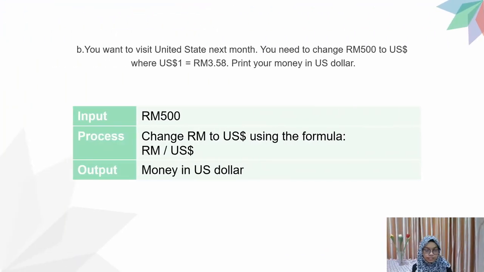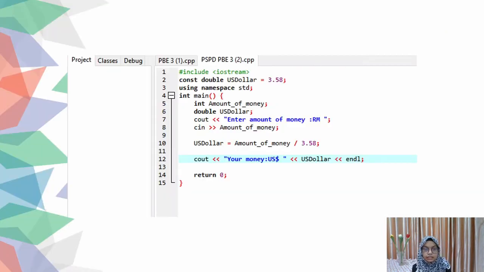For question 2 IPO, 500 ringgit is the input. Change RM to US dollar using the formula RM divided by US dollar is the process, and money in US dollar is the output. This is the C++ programming.